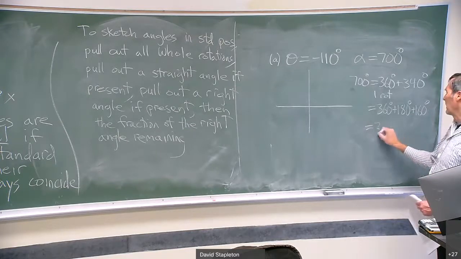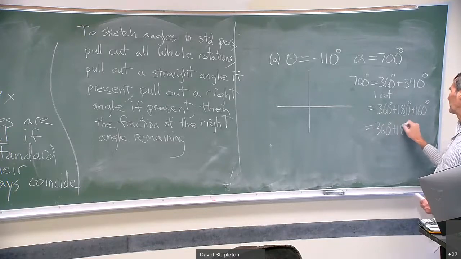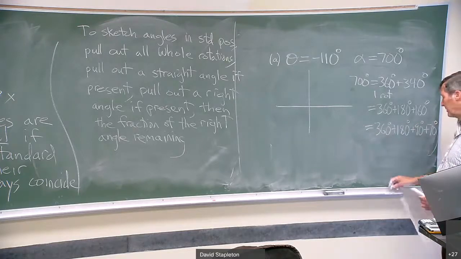So now we'll say, is there a right angle in the 160? Sure enough, there is, right? That's bigger than 90, so I can pull another 90 out. It's 360 plus 180 plus 90, and 70, a fraction of a right angle left over. Now I can sketch it like this.